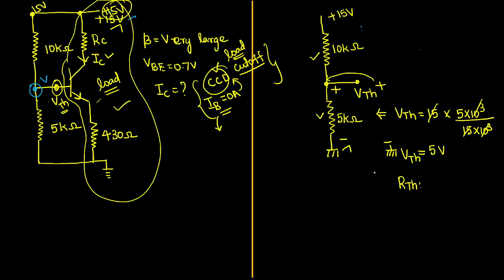Step number 3, deactivate all independent sources. Now if you observe, only one independent source is there, that is the 15 volt source. Voltage source will be replaced by a short circuit. It means it will be connected to the ground when we are calculating RTH. If it is connected to the ground, see, this 5 kilo ohm resistor is also connected to the ground only, the 10 kilo ohm resistor is also connected to the ground only. So these 2 points will become common.